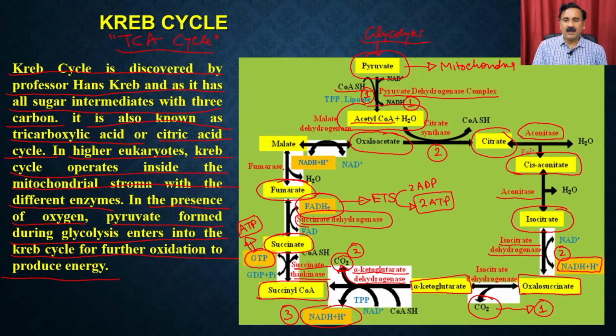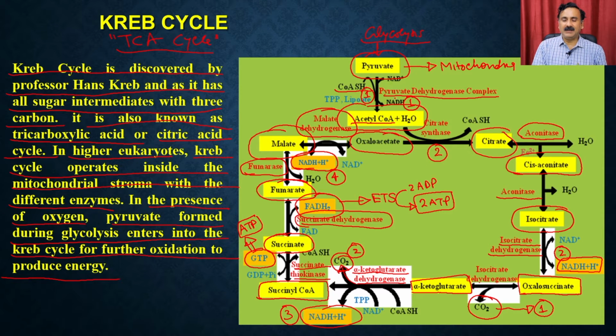And then fumarate is converted into malate, the enzyme name is fumarase, and in this process again one more molecule of NADH is produced, and this is the fourth NADH molecule. And malate is again converted into oxaloacetate with the help of an enzyme called malate dehydrogenase. Again the oxaloacetate takes the acetyl CoA produced from the pyruvate, and that's how this cyclic reaction runs for another round.